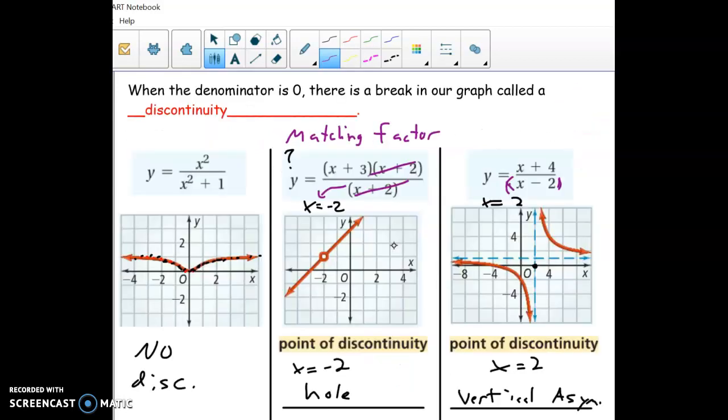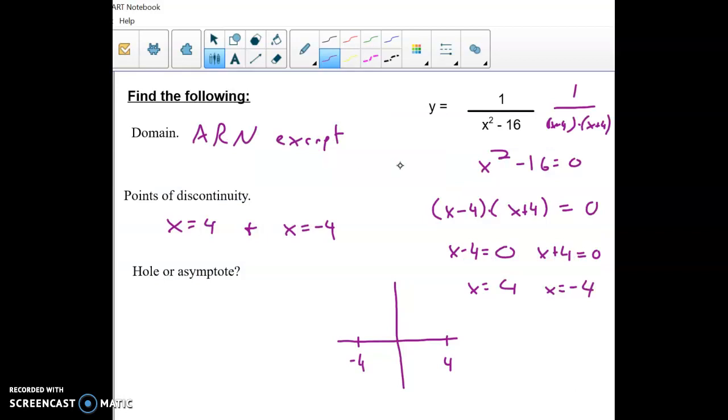This is kind of the key slide. If it crosses out and has a matching factor, it's a hole. If it doesn't, it's an asymptote. Our numerator is simple. It's just 1. So there's no matching x minus 4 or x plus 4 up in the numerator. So if I label these, x equals 4 is going to be a vertical asymptote, and so is the minus 4, because there's no match for either of them. This graph will have 2 vertical asymptotes.